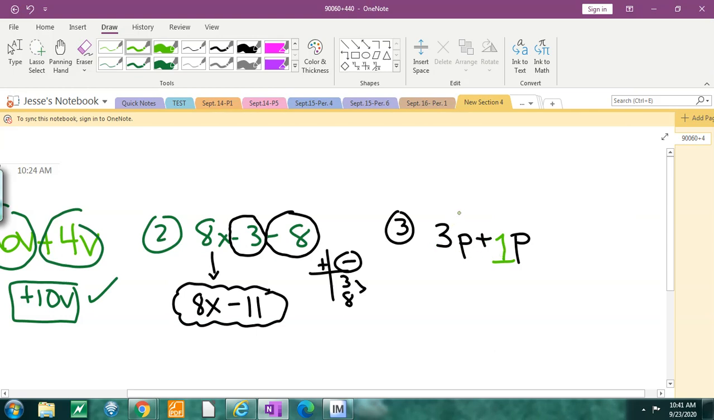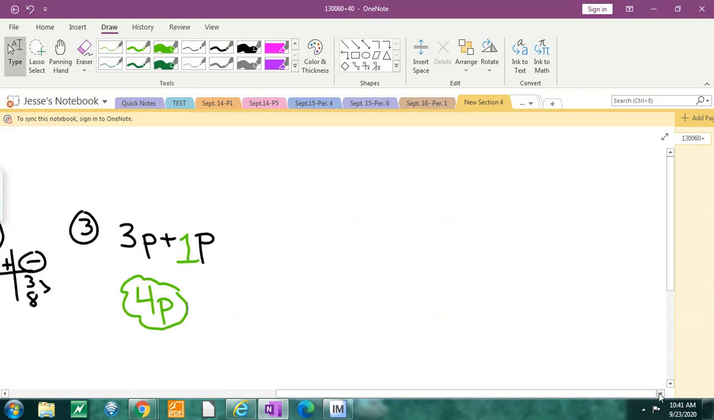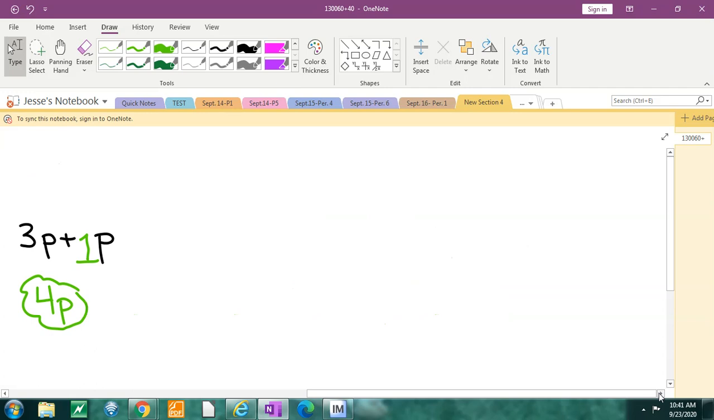Well, these two terms have the same variable, so I'm just going to add them. So 3p plus 1p is 4p. Very good. Nice. See that? We got 3p plus 1p is 4p's. So if you got it right, put a little check. If you got it wrong and you put 3p, just put a sad face and then put I didn't add.